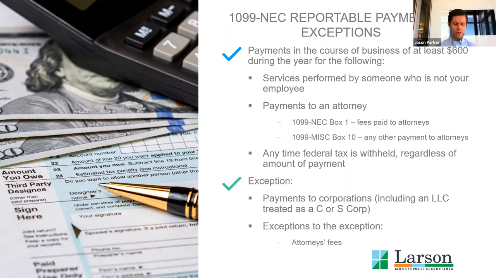Also, you use Form 1099-NEC for any cash payments for purchasing fish or other aquatic life, but I don't think your clients will use that. The other thing to note is if you ever have federal income tax withheld under the backup withholding rules that you have to report, then you need to report it on Form 1099-NEC, regardless of the amount of the payment. So even if it's under $600.